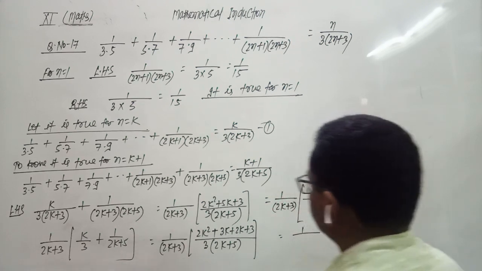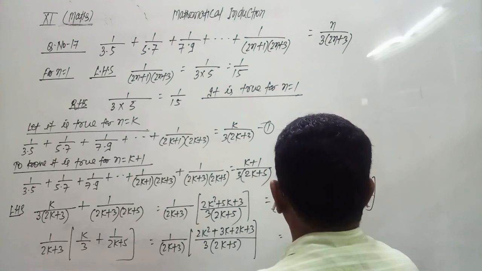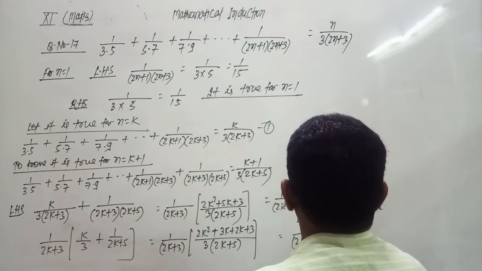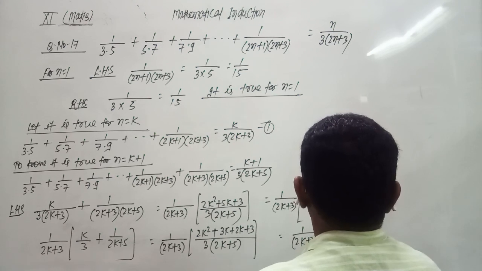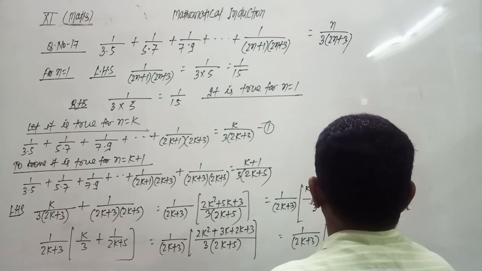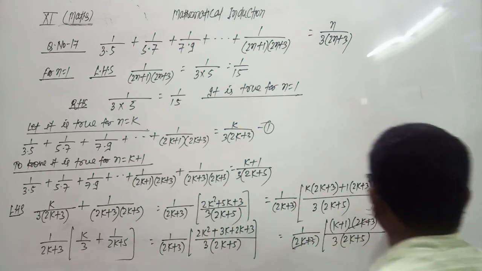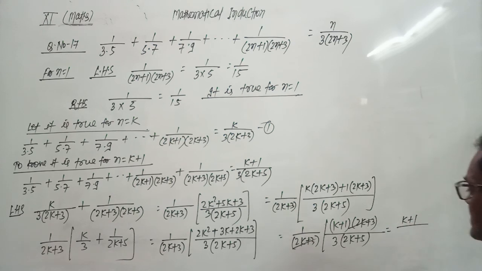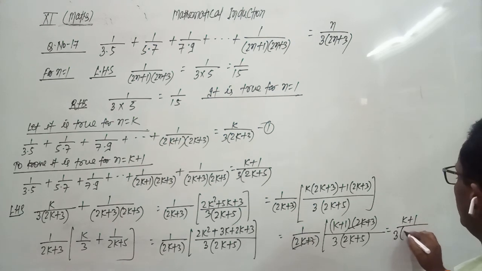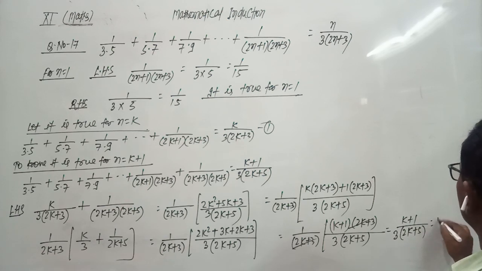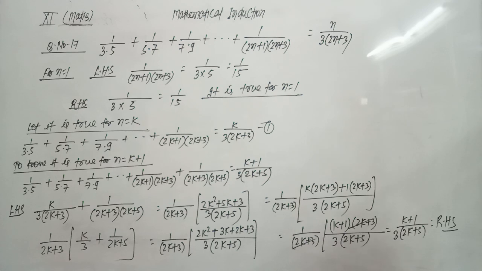So 1 upon 2k plus 3 and k plus 1 into 2k plus 3 upon 3 into 2k plus 5. 2k plus 3 cancelled and the result comes to be k plus 1 upon 3 into 2k plus 5, which is RHS. So it is true for n equals to k plus 1. Hence it must be true for n equals to 1, n equals to k, and also for n belongs to N, capital N.